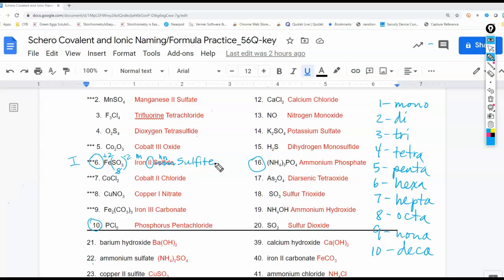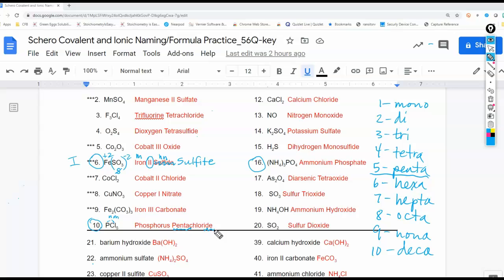And so then let's go down to number 10. Number 10, we have PCl5, and those are two nonmetals. Both of these are nonmetals, and I have 1 phosphorus and 5 chlorines. So I start with phosphorus, no changes there, penta for 5 chlorines, and IDE for the ending. So this is phosphorus pentachloride.